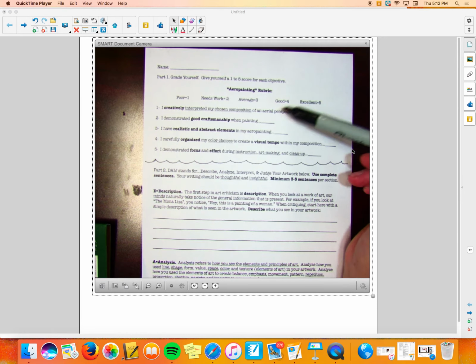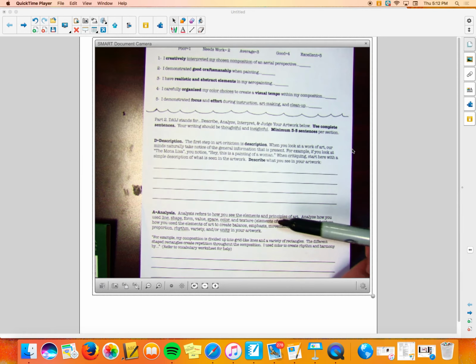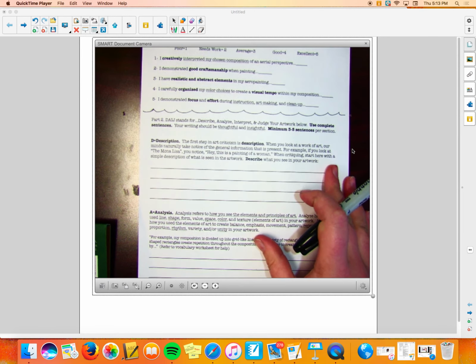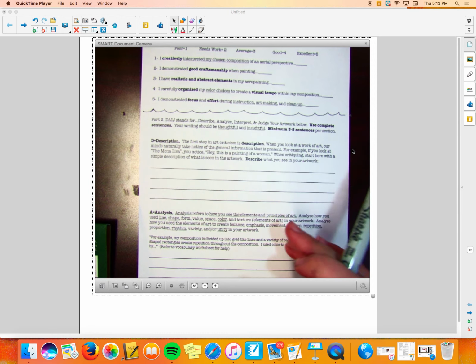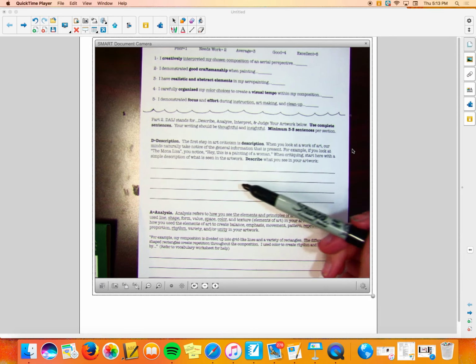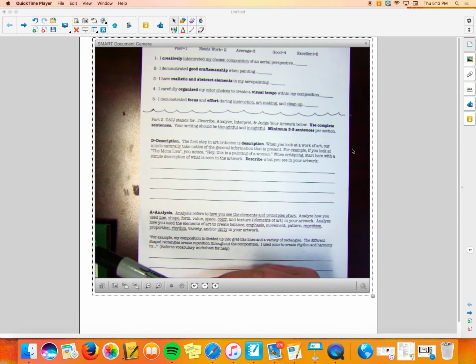So after you fill out your rubric, we're going to move on to this. You might have done it once or twice before, but I'm going to explain each element of the description, analyze, interpret, and judge. In the future, you might have to write an essay. For this, you can just write underneath on these lines. So I'm going to give you some things that are universal to everyone that you can write in your answers as you go, while you're looking at your own painting.